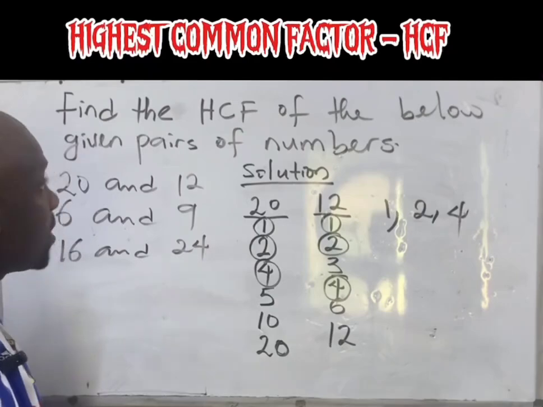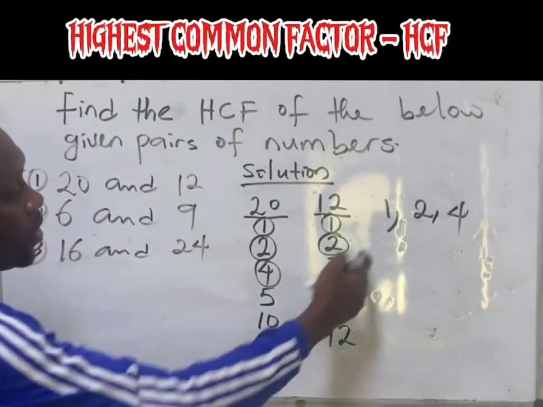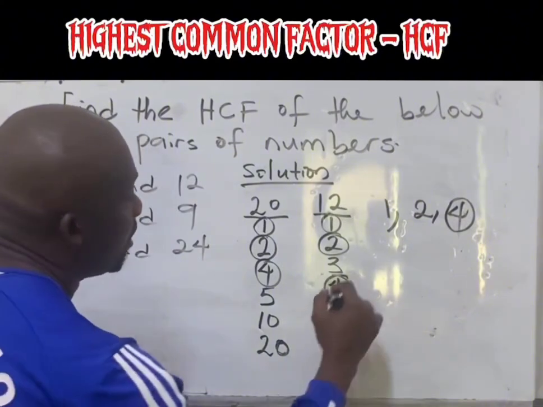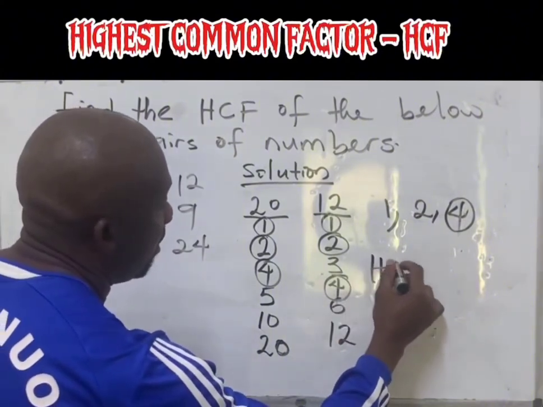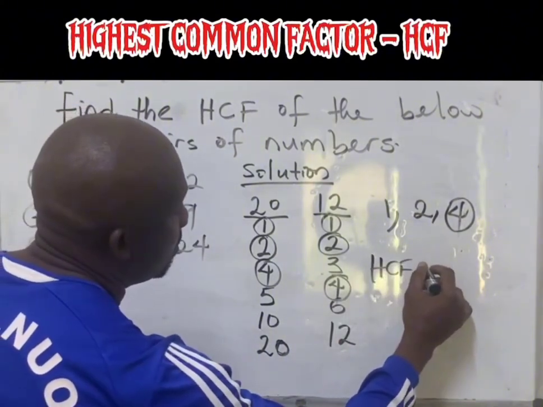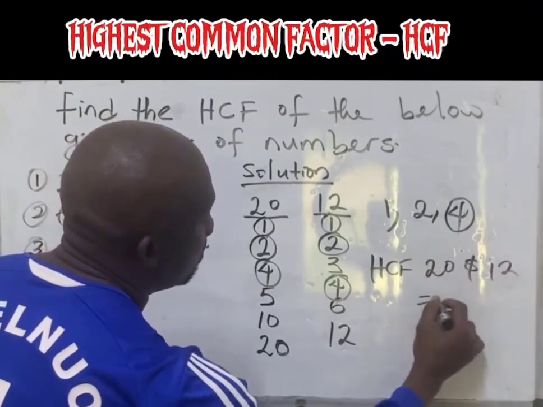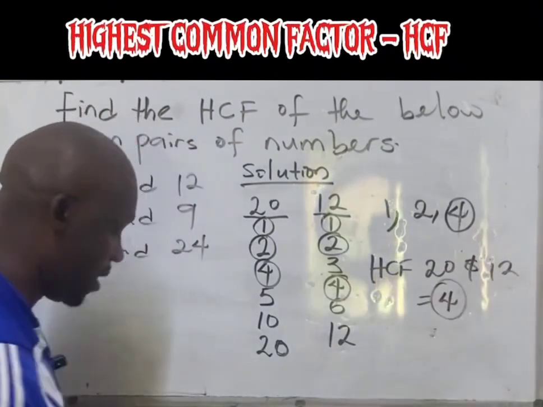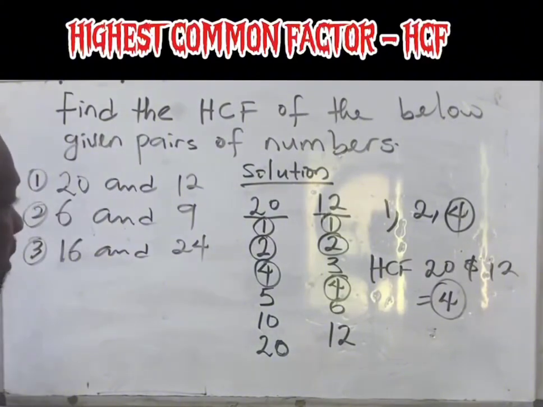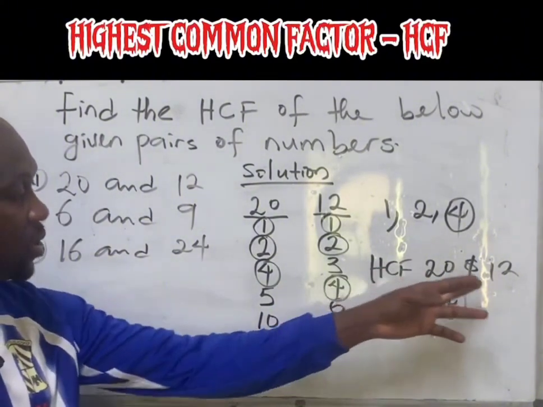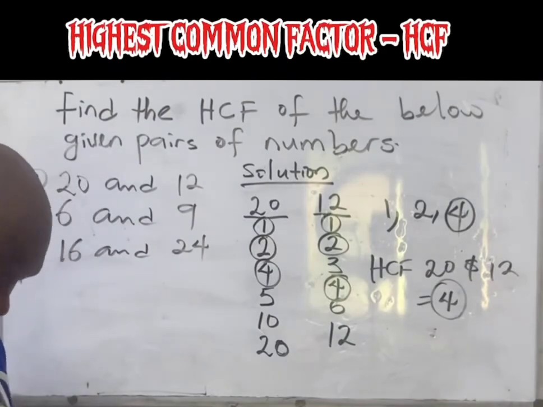Don't forget, we say the highest common factor. So among these numbers, which is the highest? 4 is the highest. So the HCF for 20 and 12 is equal to 4, and this is our final answer. The HCF for 20 and 12 is equal to 4.